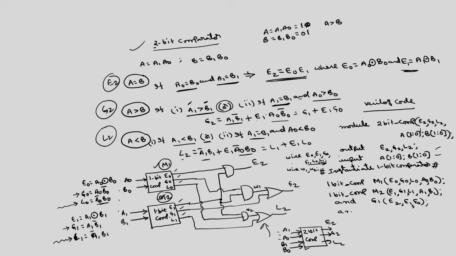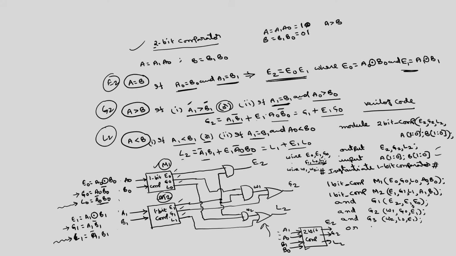So you perform the AND operation, G2. The output is W1, and the inputs are G0 and E1. Similarly, AND G3, output W2, inputs E1 and L0. Now once you obtain this W1 and W2, G2 is nothing but G1 with W1, and L2 is nothing but L1 with W2.